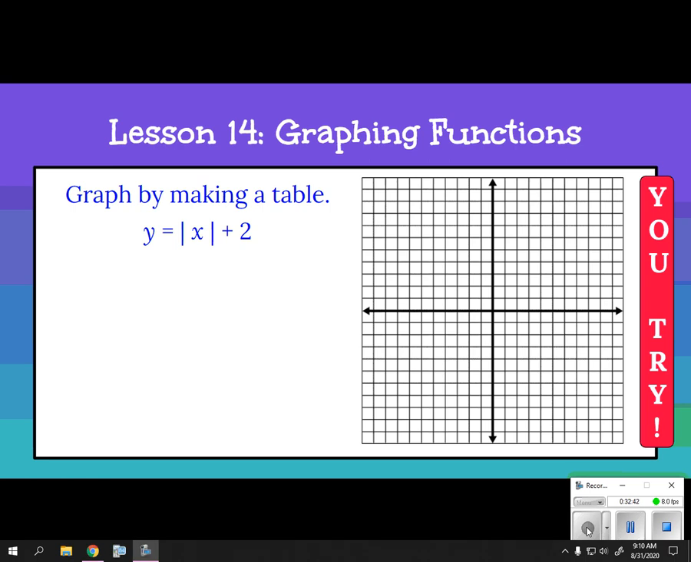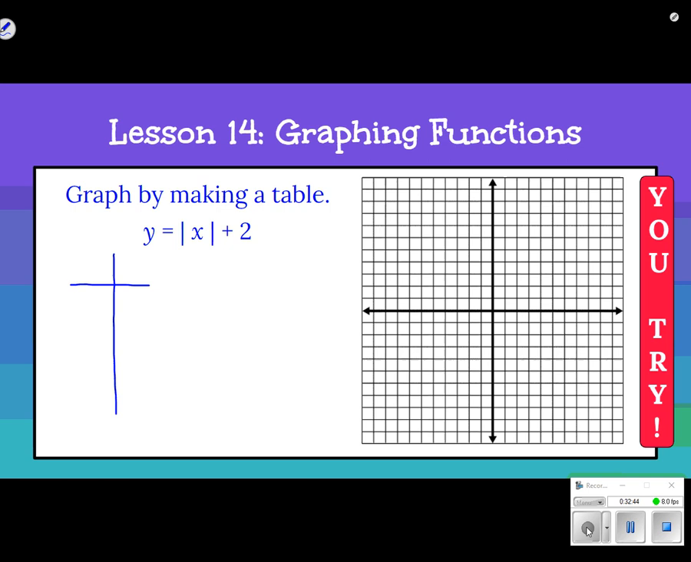All right, I'm going to make a table, X and Y. This one I would recommend some negatives, some positives, because you want to be able to see both sides of this graph. There's actually a change that happens here. And so I do want to show you with the negative. The absolute value of negative 2 is 2. 2 plus 2 is 4. So negative 2, 4. 1, 2, 3, 4, right there.